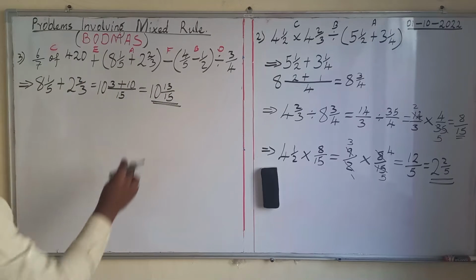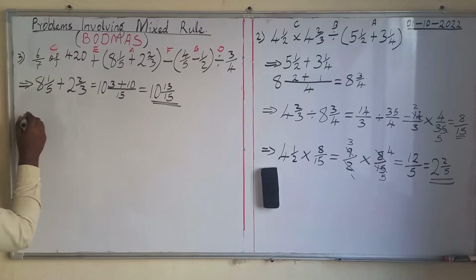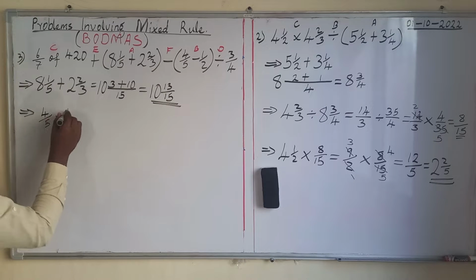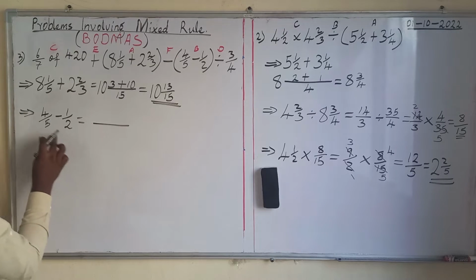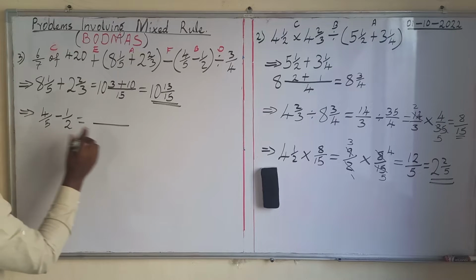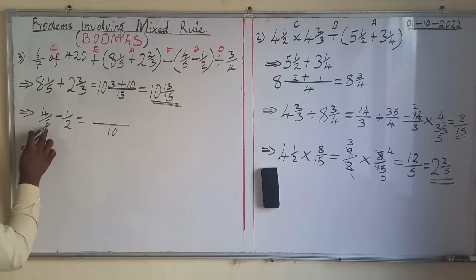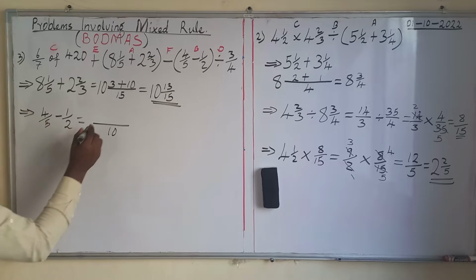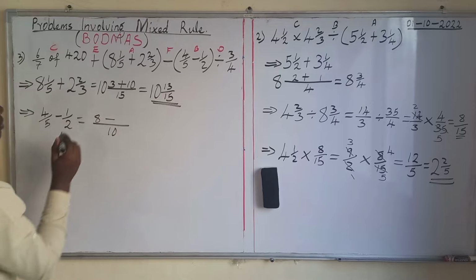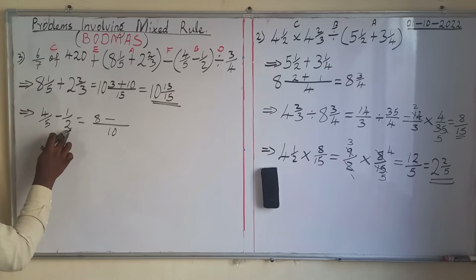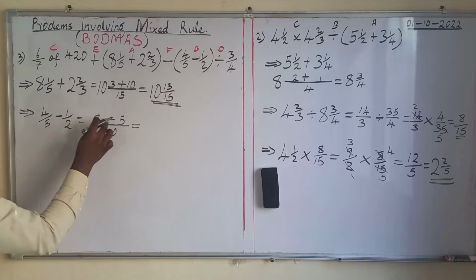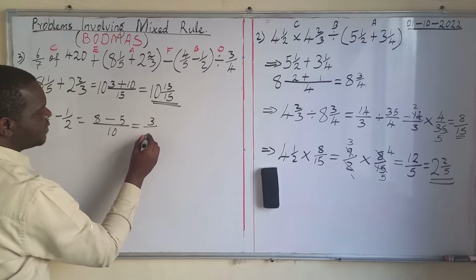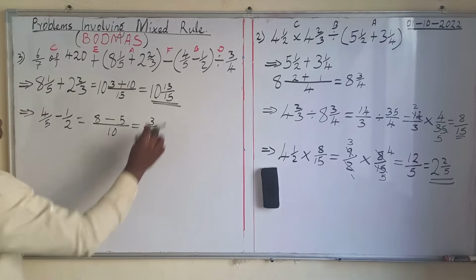A is done. Let's move to B, the second bracket. Here we have 4/5 minus half. Here the denominators are different, so we go straight away into finding the LCM. The LCM of 5 and 2 is 10. 10 divided by 5 is 2. 2 times 4 is 8. You bring your minus sign. 10 divided by 2 is 5. And 5 times 1 is 5. 8 take away 5 will give 3/10. This is our second bracket.